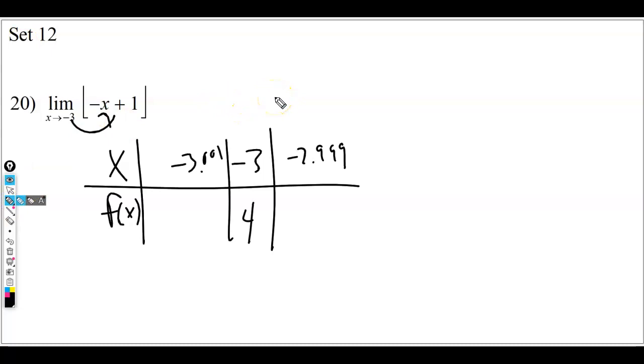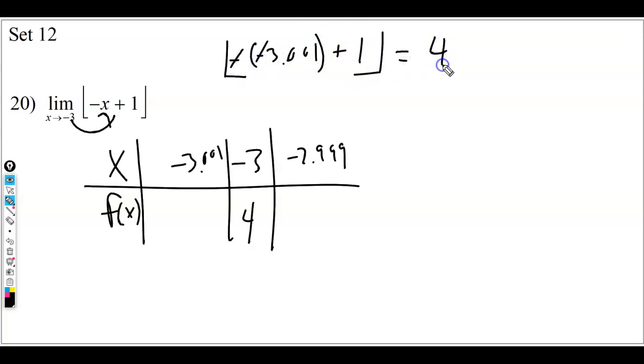So let's try that. Negative, negative 3.001 plus 1. Double negatives cancel, and I end up with 4.001. Now what is the closest integer to this that's less than that? The answer is 4. So over here we have 4. But let's plug in -2.99 as well.